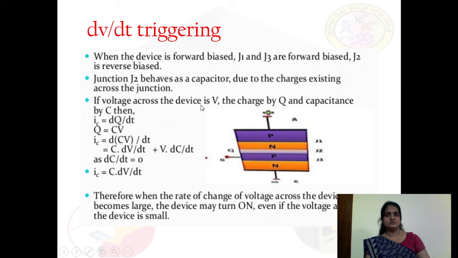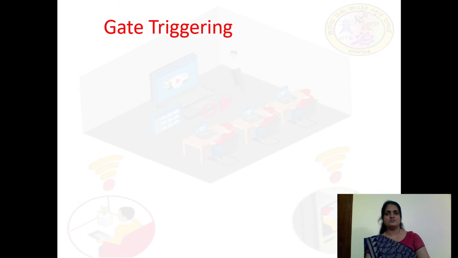If the voltage across the device is V, the charge is Q, and the capacitance is C, then IC is equal to dQ divided by dt, where Q is equal to CV. Replacing Q with CV, after simplification you finally get IC equal to C into dV by dt. Therefore, if the rate of change of voltage across the device becomes large, the device may turn on even if the voltage across the device is small.